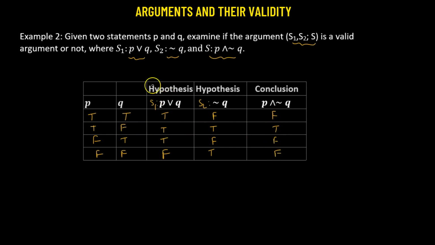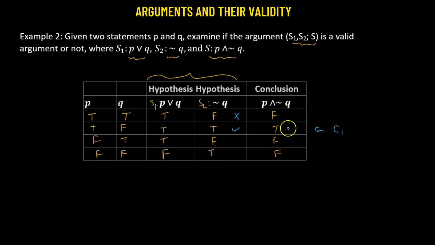Now, all we have to do is consider the hypotheses. Now look at the first row. So we have true, false. So we are going to reject it because both of them have to be true. So we have both of them true. So this is one critical row. Then we have true, false. So no need to check this. False, true. No need to consider these two rows.